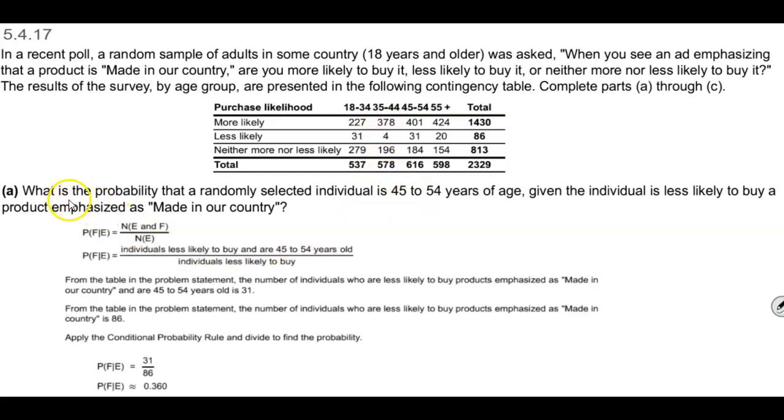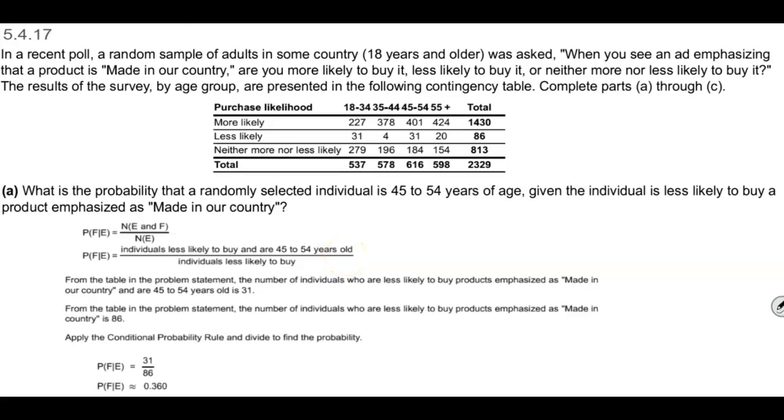So the first question states: what is the probability that a randomly selected individual is 45 to 54 years of age, given that the individual is less likely to buy a product emphasized as made in our country? So again, we're using that formula where you have the probability of event F occurring, provided that E has already occurred. If we look at the numerator of this probability, it states individuals that are less likely to buy and are 45 to 54 years old.